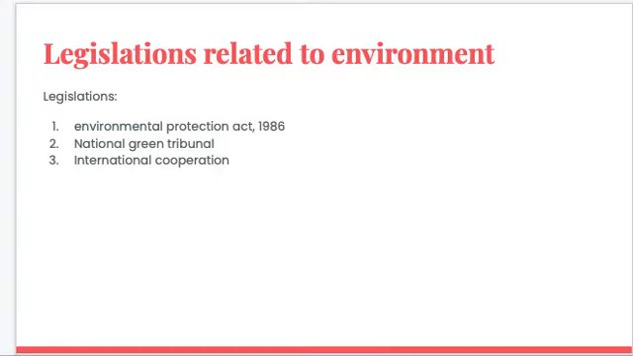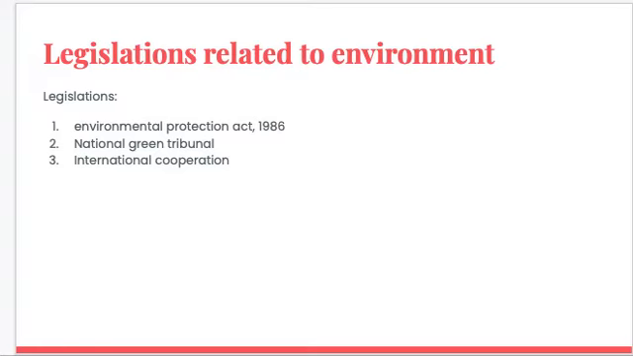So this act was also enacted after the Bhopal gas tragedy, which took thousands of lives and impacted the environment around Bhopal very, very badly. So, with this context, it becomes important that India has taken steps to protect its environment.